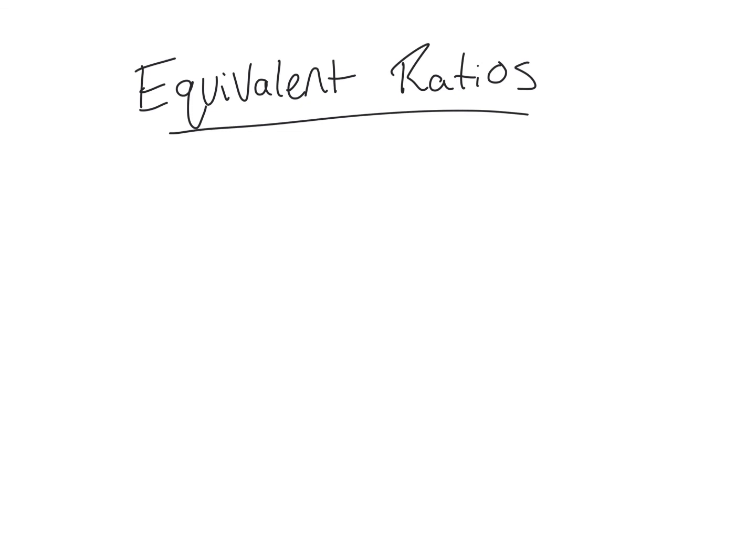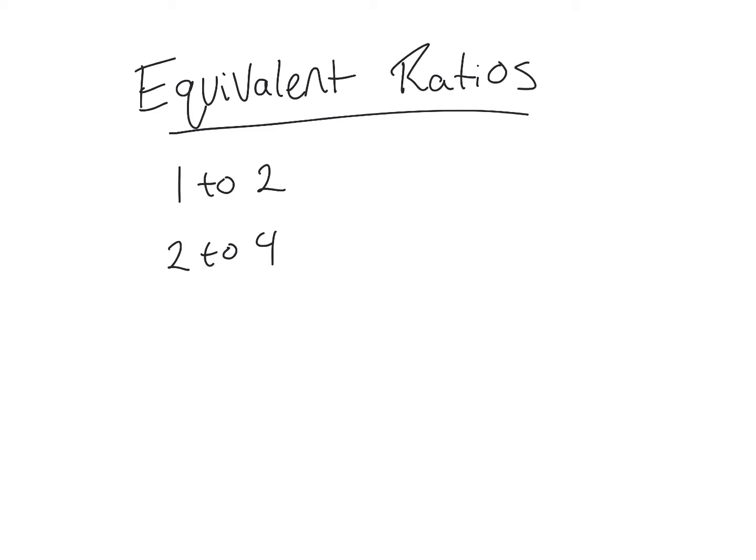In this video, we're going to talk about equivalent ratios. So ratios that describe the same relationship but might contain different numbers, such as 1 to 2 and 2 to 4.